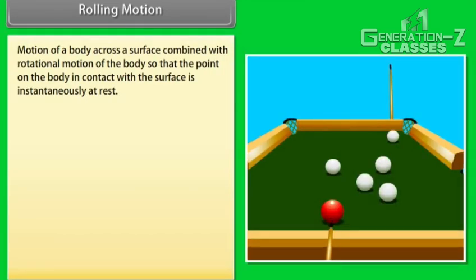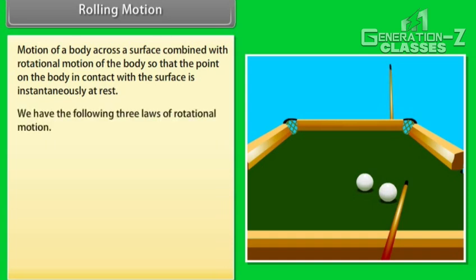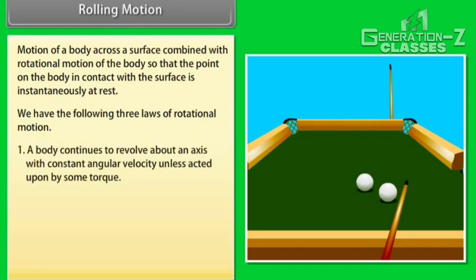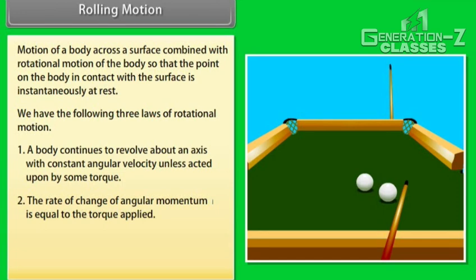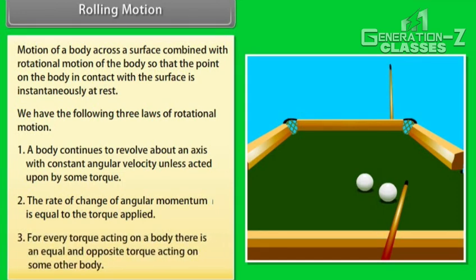Rolling motion. Motion of a body across a surface combined with rotational motion of the body so that the point on the body in contact with the surface is instantaneously at rest. We have the following three laws of rotational motion. Number 1. A body continues to revolve about an axis with constant angular velocity unless acted upon by some torque. Number 2. The rate of change of angular momentum is equal to the torque applied. Number 3. For every torque acting on a body, there is an equal and opposite torque acting on some other body.